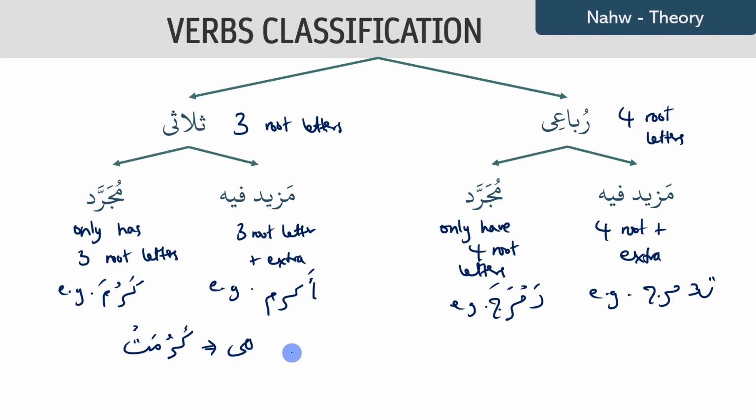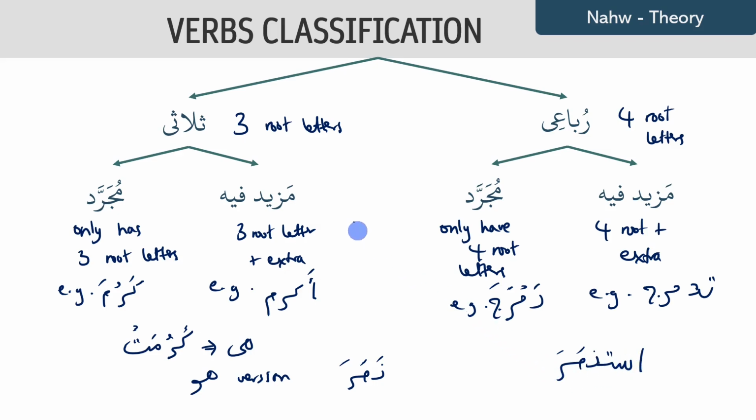To see if a verb is mujarrad or mazid fihi, you have a look at the huwa version. So if I give you another example, you have the verb nasara. The huwa version is free from any additions. So nasara only has 3 root letters. So this is mujarrad. But if you have a look at the huwa version of another word, for example, istansara, which means to seek help, you can see that the ist at the beginning, this is all extra. The root letters are nasara.